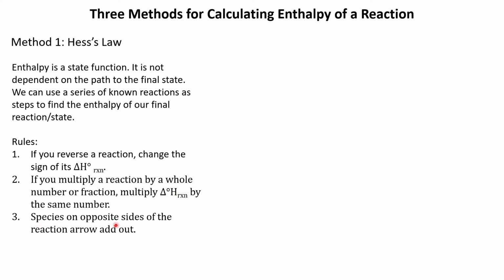If you have species that are on the opposite sides of the reaction arrow, those are going to add out. So you can think of those as variables on opposite sides of an equals mark. And conversely, if you have species that are on the same side of the reaction arrow, those are going to add together. Again, very much like algebraic expressions. These rules are best understood in the context of an example. So let's work an example.